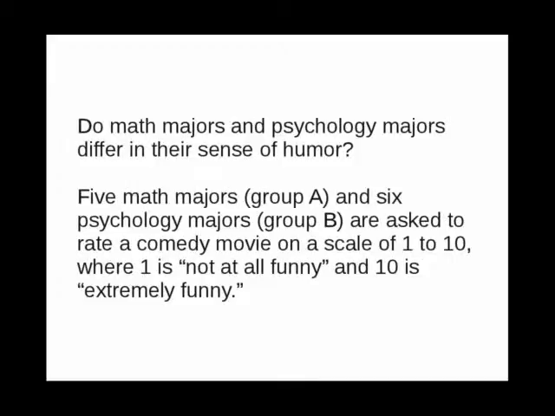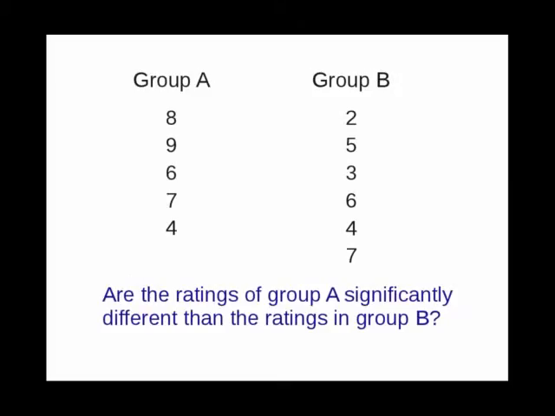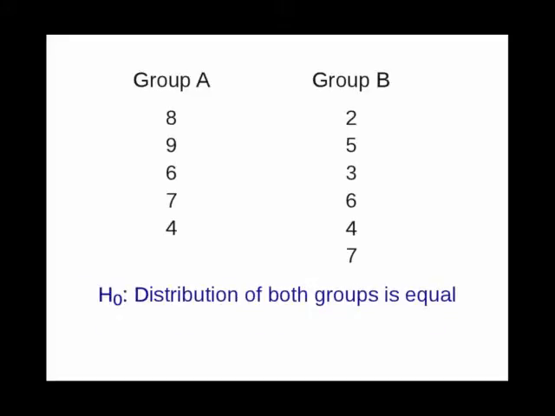Psychology majors, Group B, are asked to rate a comedy movie on a scale of 1 to 10, where 1 is not at all funny and 10 is extremely funny. Here are the scores for the two groups. We want to find out if the ratings of Group A are significantly different than the ratings in Group B. More formally, the Mann-Whitney U test is testing the null hypothesis that the distribution of both groups is equal.